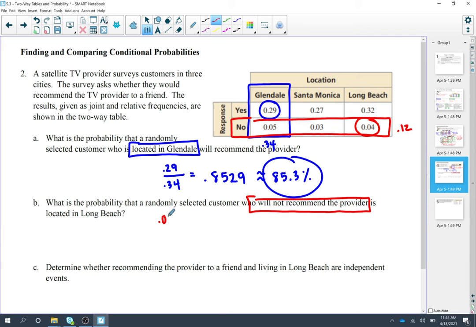So we're going to have 0.04 divided by 0.12, which is roughly 33.3%.